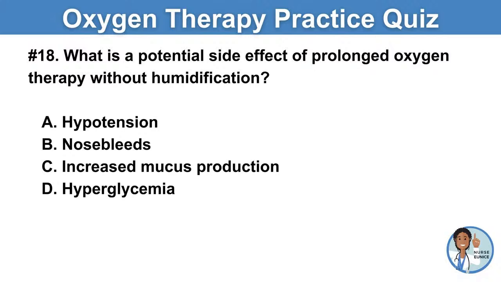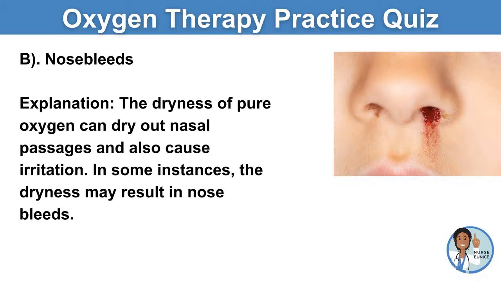So because it dries out the airways, you all, it's going to be nosebleed. So the dryness of oxygen can dry out the nasal passages. It can also dry out their oral airway, their mouth, and it can cause irritation. And in some instances, the dryness can result in nosebleeds, especially if their nose is irritated.